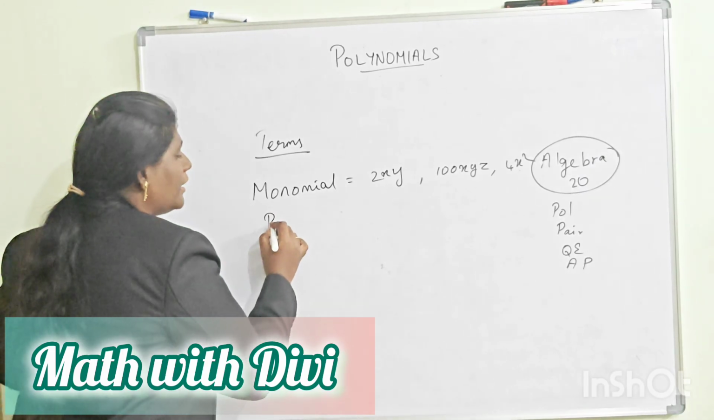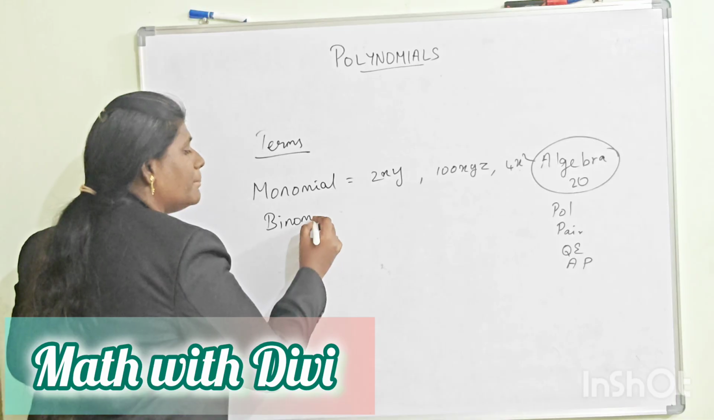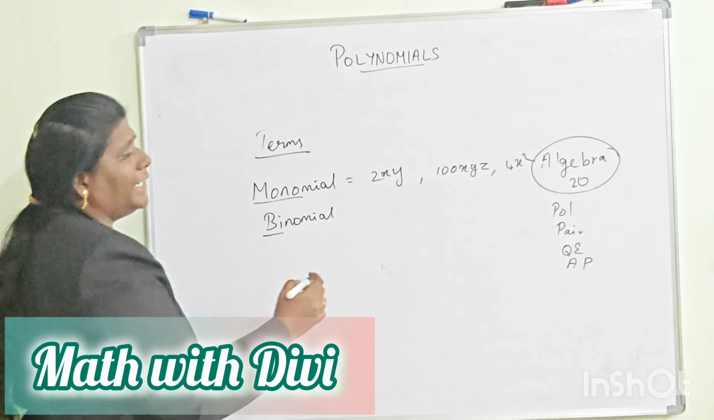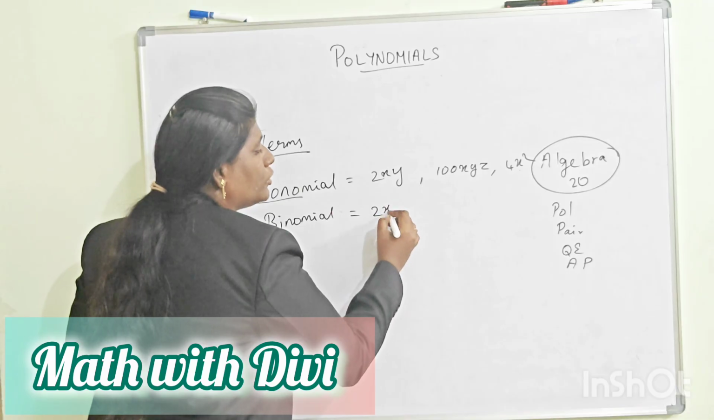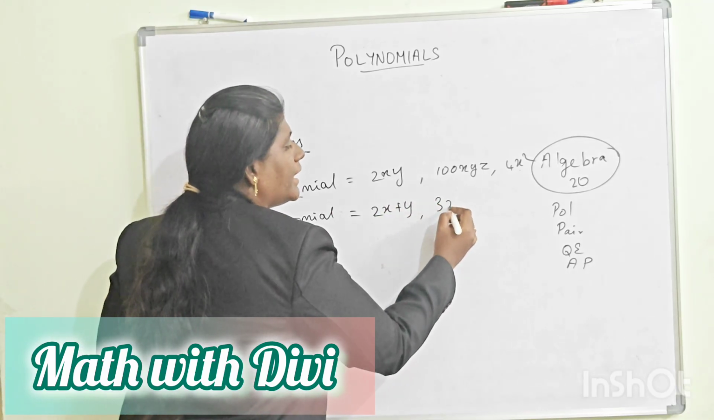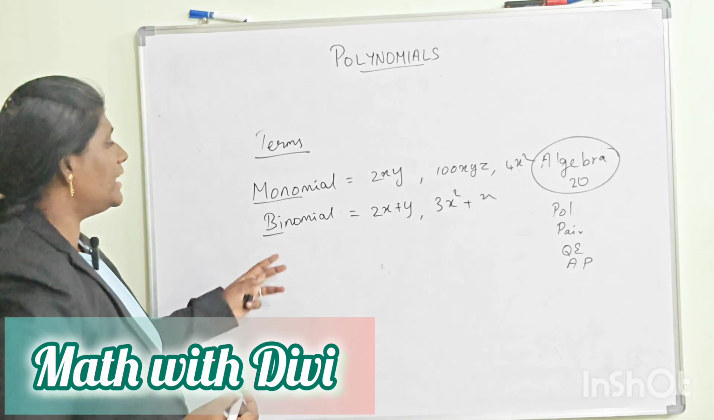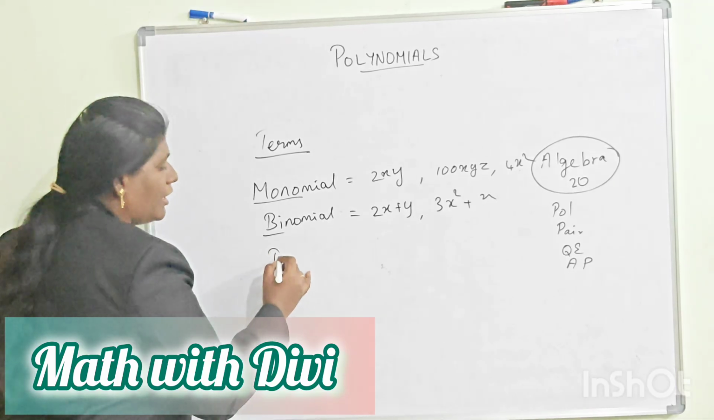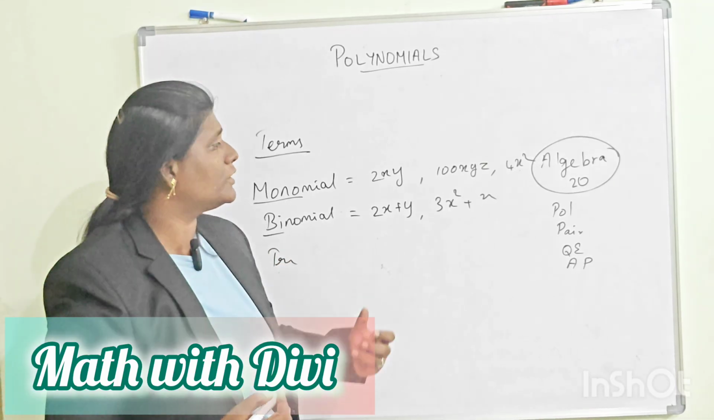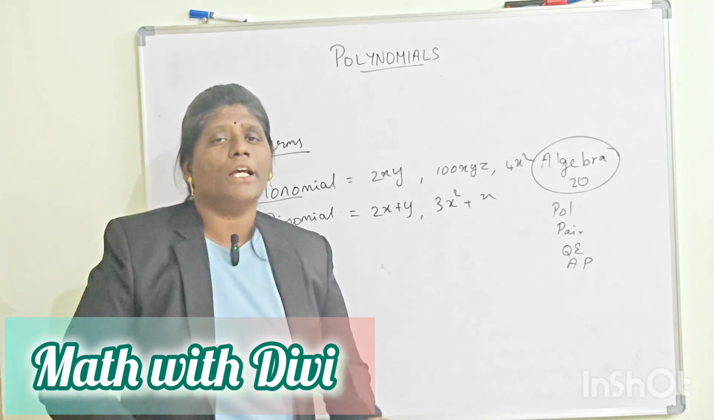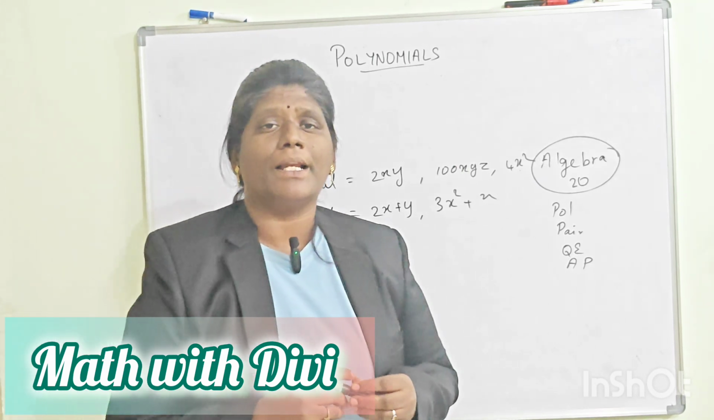Next, binomials. Mono means 1, bi means 2. So 2x plus y, or 3x square plus x, like that, is called a binomial. A trinomial has 3 terms. More than one term is called a polynomial, right?